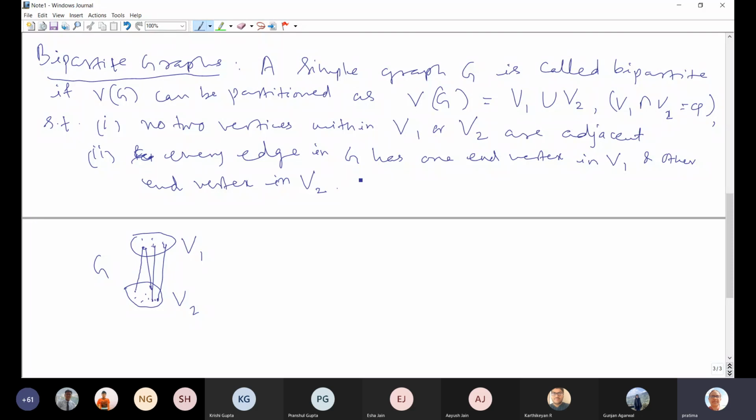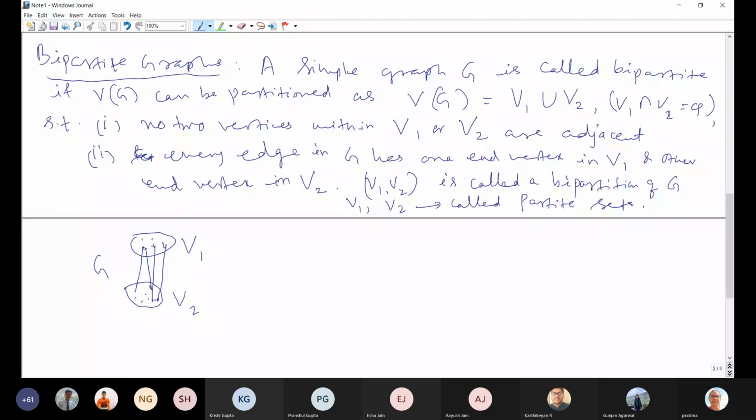So here, this pair V1, V2 is called a bipartition of G, if it is a bipartite graph. And V1, V2 are also called partite sets individually. We say partite sets.